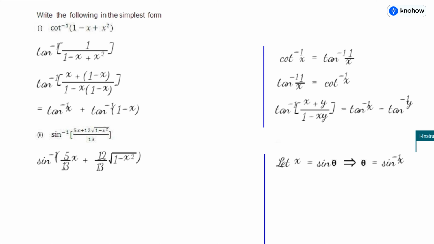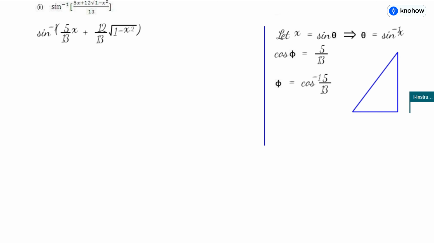So we'll put x equal to sine theta. And because we want a sine formula, it could be like sine theta cos phi. So 5 by 13 I should replace by cos phi, or phi equal to cos inverse 5 by 13. What will be sine phi? Just using the triangle method, a right triangle, if cos is 5 by 13, that is base by hypotenuse, it will be easy for you to work out. Perpendicular will be 12. And then the value of sine phi will be 12 by 13.